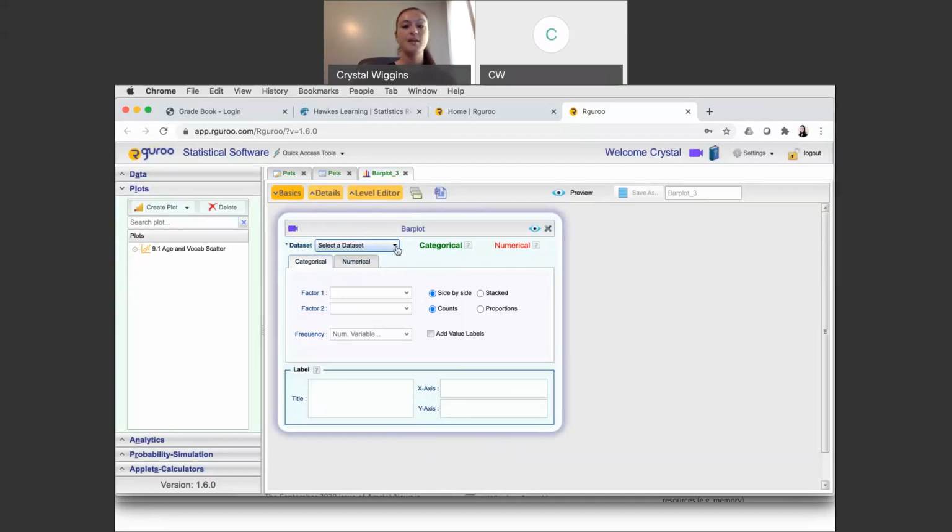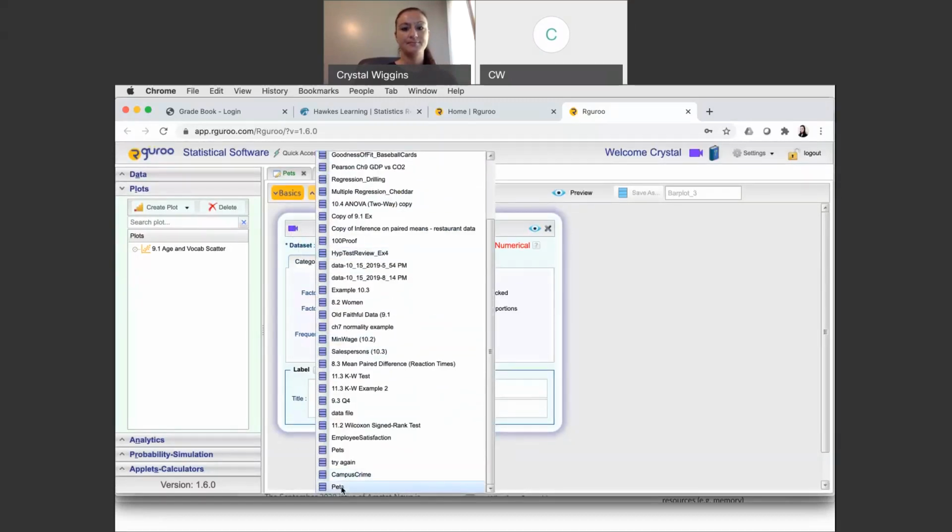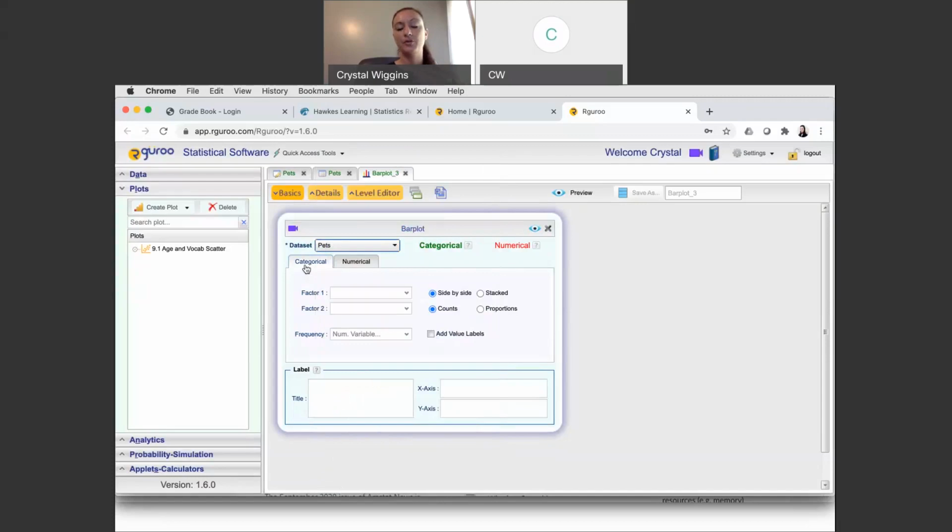Right now I want to select my data set, pets. Then I'm going to make sure I'm in the categorical tab because this is categorical data. The first factor is pets. That is going to be my x-axis. It wants to know, do you want your bars to be side by side or stacked? We don't want stacked, we want side by side. We want the counts to be used, so this would be frequency, or do you want it to be proportions? It will automatically calculate proportions for you. We'll keep it at counts for this one.